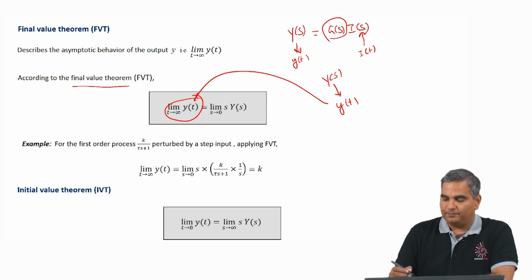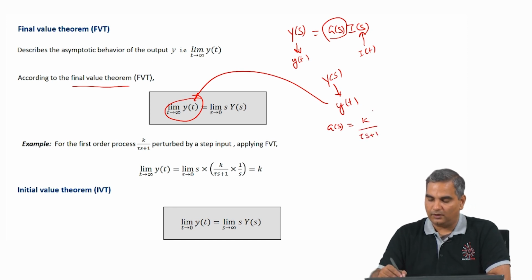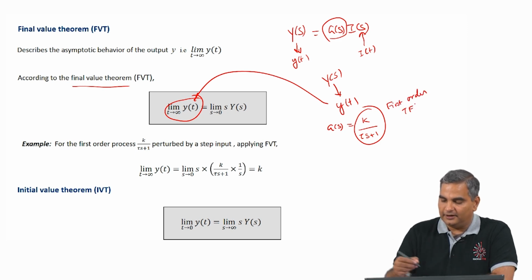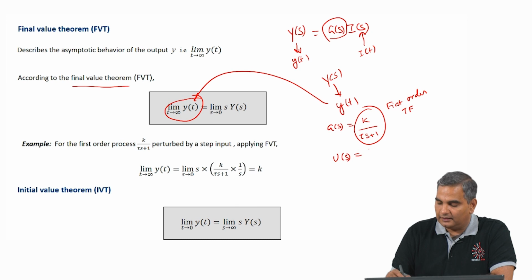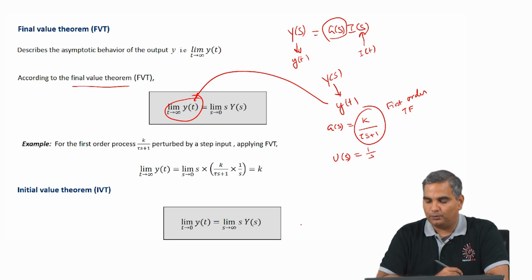So, for example, if we have let us say g of s, and we will talk about this quite a bit later, is of the form k over tau s plus 1. So, this is what is called as the first order transfer function, okay. And then let us say I give an input which is a step. So, g of s is this, u of s for a step input we have already seen that the Laplace transform is 1 over s. Now I want to know, once I step my input, what will be the final value of my output.